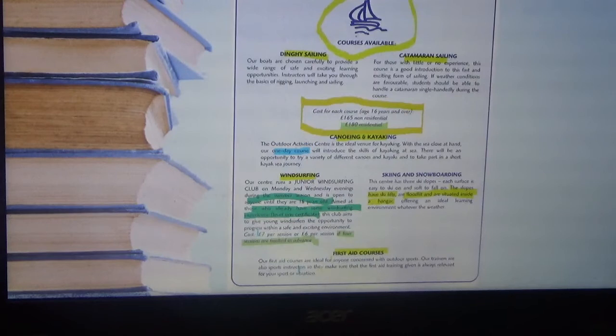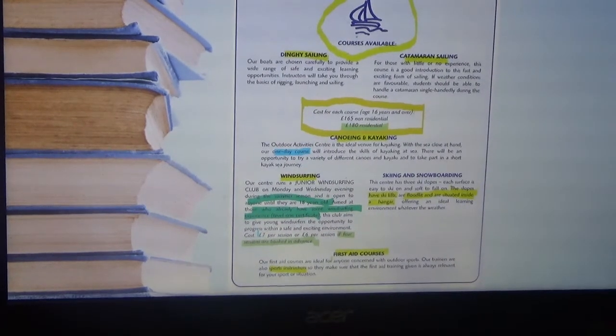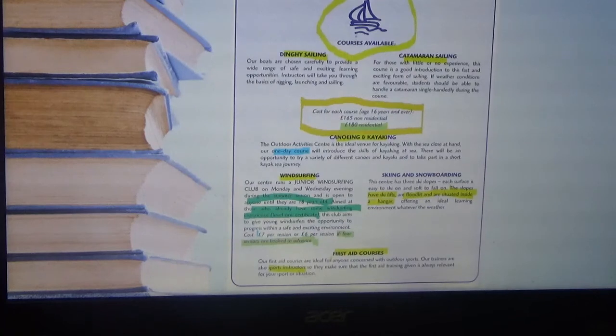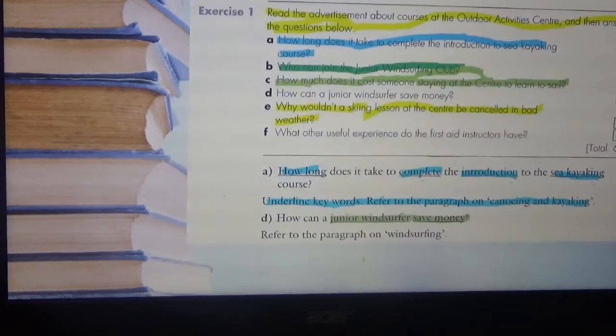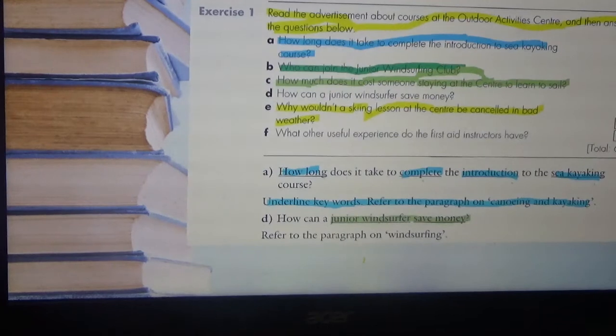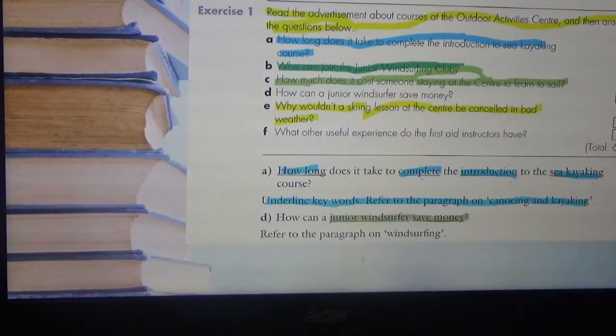Okay, so aside from providing the first aid or teaching the first aid courses, they are also concerned with outdoor sports, and an additional skill is to teach sports. They are sports instructors. Okay, so I guess that completes our answers to exercise 1 questions.